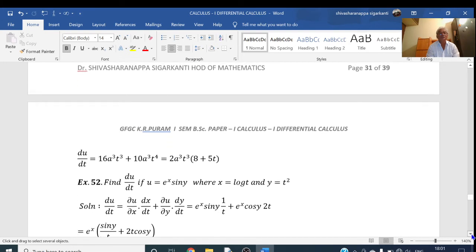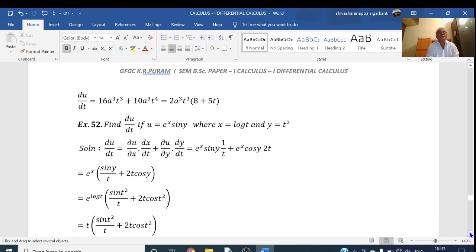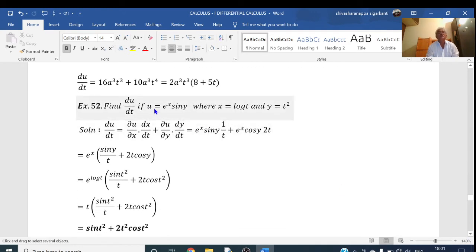Okay. Next example, find du by dt if u equal to e raised to x into sin y, where x equal to log t and y equal to t square. Now we have du by dt equal to dou u by dou x into dx by dt, because here u is a function of x and y. So dou u by dou x into dx by dt plus dou u by dou y into dy by dt.